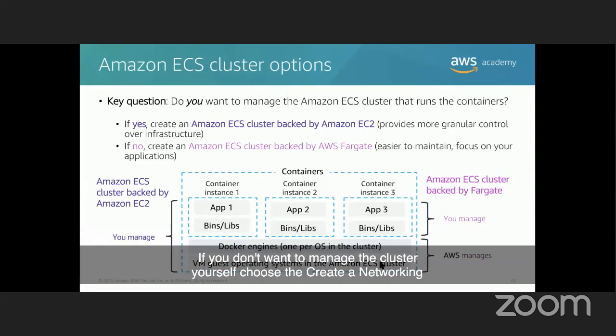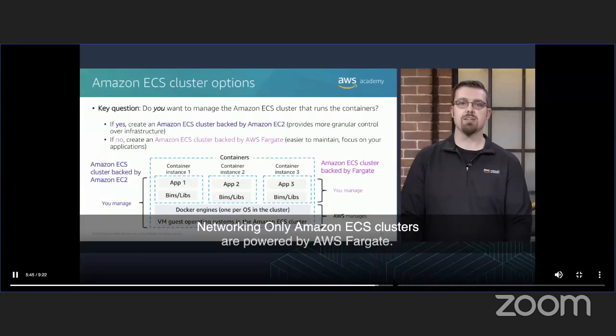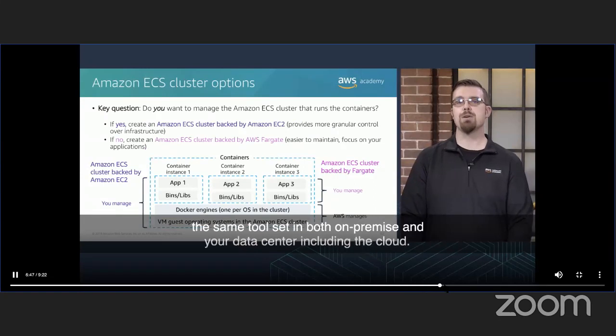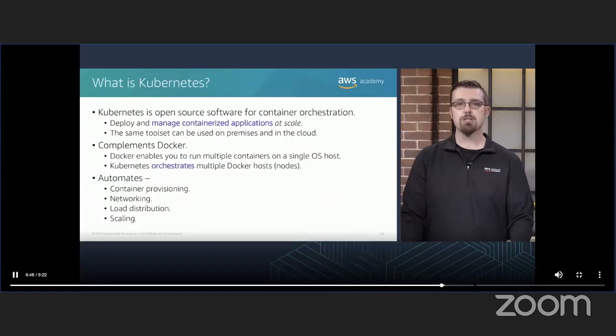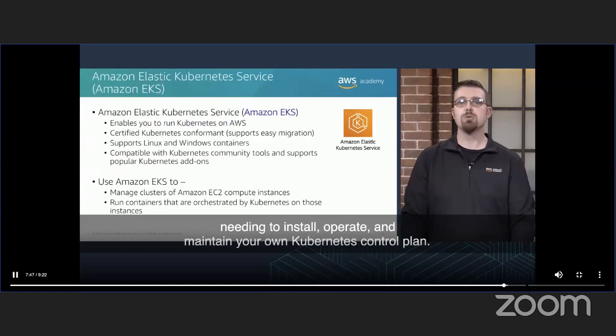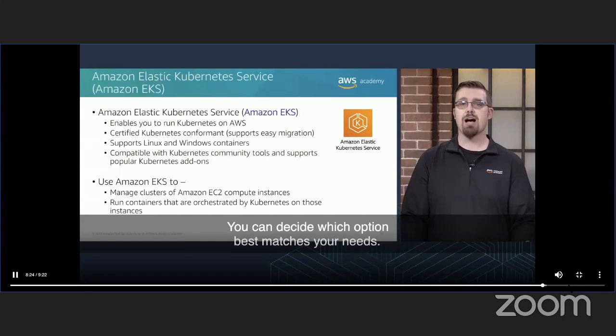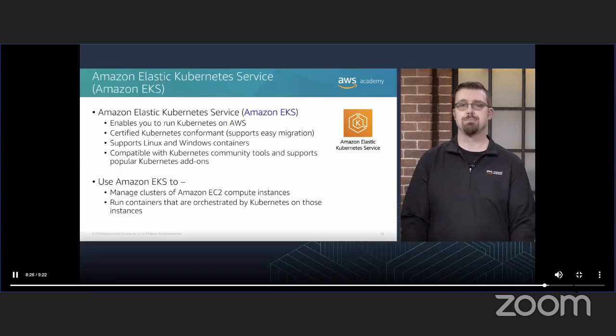If you don't want to manage the cluster yourself, choose the Create a Networking Only cluster. Networking only Amazon ECS clusters are powered by AWS. Kubernetes can work with many containerized technologies, including Docker, because it is a popular open source platform, without needing to install, operate, and maintain it yourself, with flexible options. You can decide which option best matches your needs.